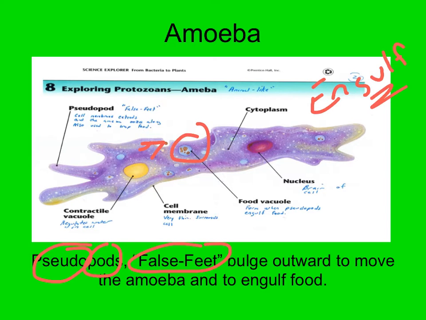The amoeba has a nucleus, as you can see, because it's a eukaryote. It also has a contractile vacuole, which you'll see in other protists, which is used to regulate the amount of water in the cell.